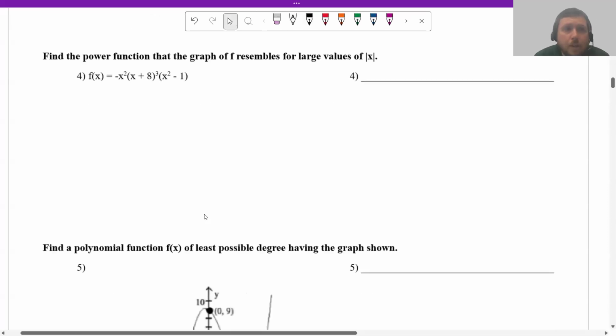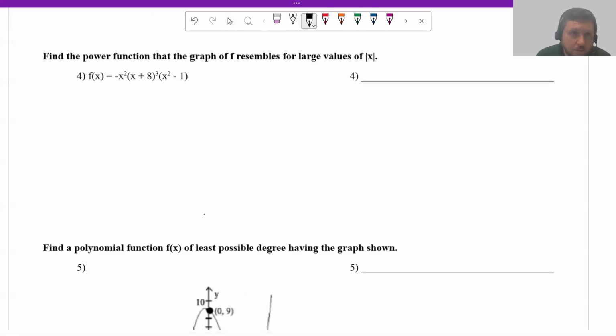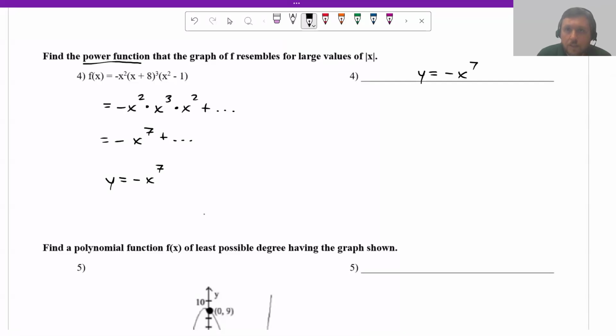Okay. Find the power function that the graph of f resembles for large values of the absolute value of x. This is another one where we're going to imagine multiplying this out. So I have a negative x squared times x cubed times x squared plus a bunch of other stuff. And I end up with a negative x to the 7 plus a bunch of other stuff. Now, a power function was requested, so then I write down y equals negative x to the 7, and that's my power function. I just take the leading term.